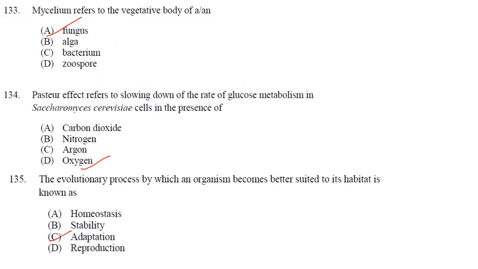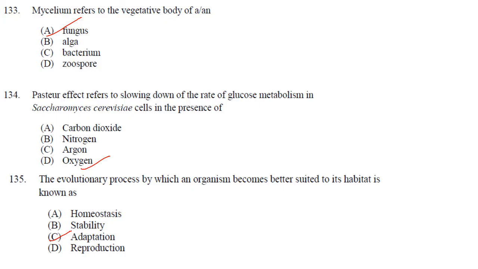Next one, mycelium refers to the vegetative body of a or an fungus. Answer is option A. Then next one, Pasteur Effect refers to slowing down of the rate of glucose metabolism in Saccharomyces cerevisiae cells in the presence of. So the Pasteur Effect is an inhibiting effect of oxygen on the fermentation process. It is sudden change from anaerobic to aerobic process. Answer is option D, that is oxygen.